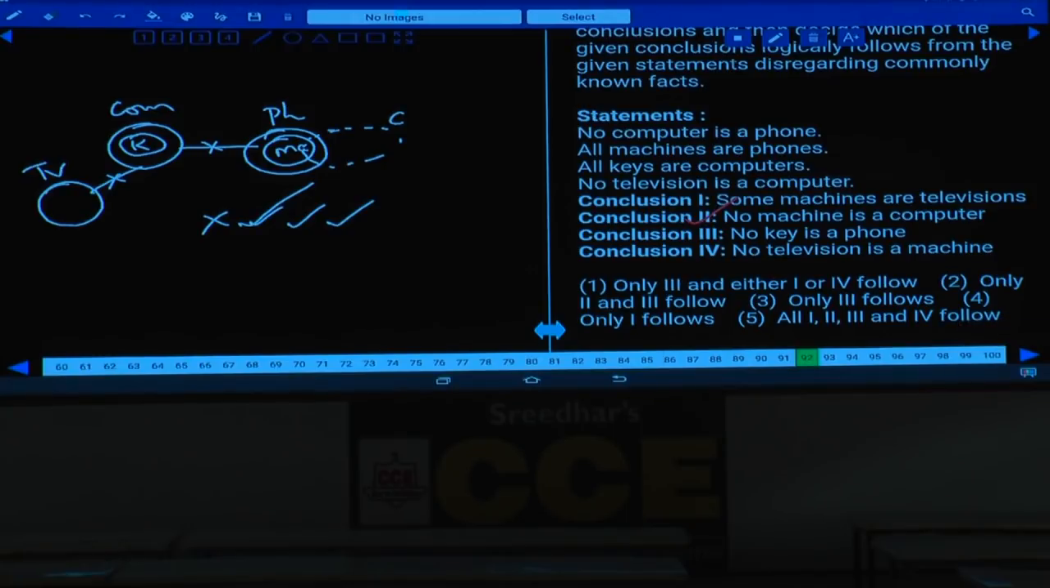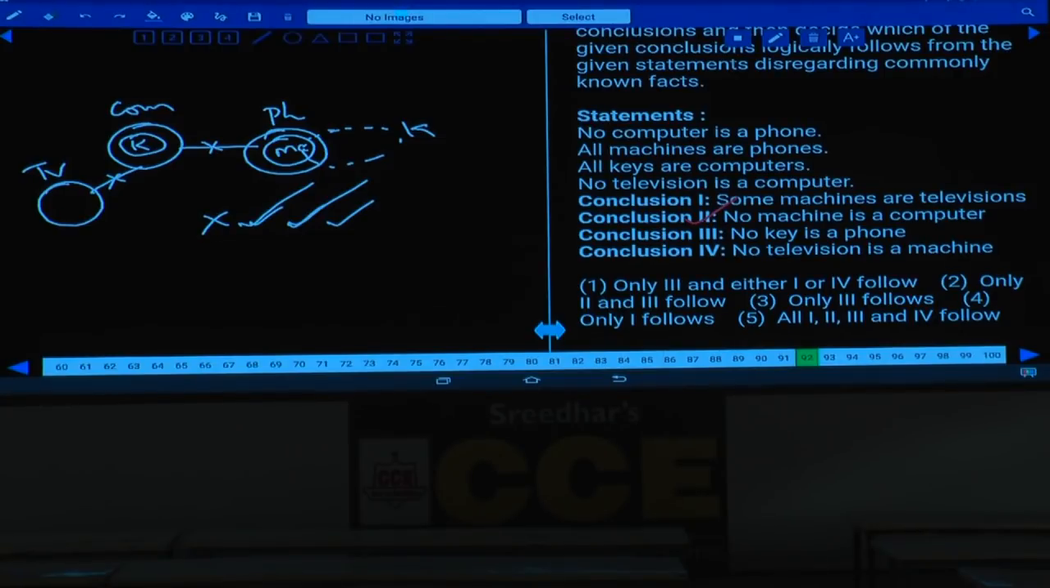Then coming to the third conclusion, no key is a phone. To make this one false, now I should prove some of the keys are phones. Tell me whether I can draw like this. Some of the keys are phones means this must be key. Tell me whether I can draw my key like this. If you draw key like this, along with this, all keys are computers, and that means some computers are phones will be true, which implies that no computer is a phone will be false. Alternate diagram cannot be drawn, this will be true forever.